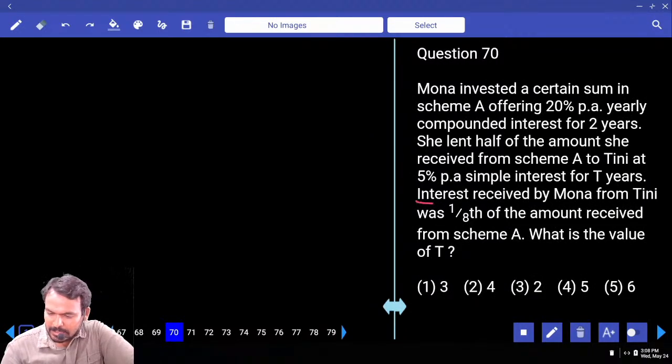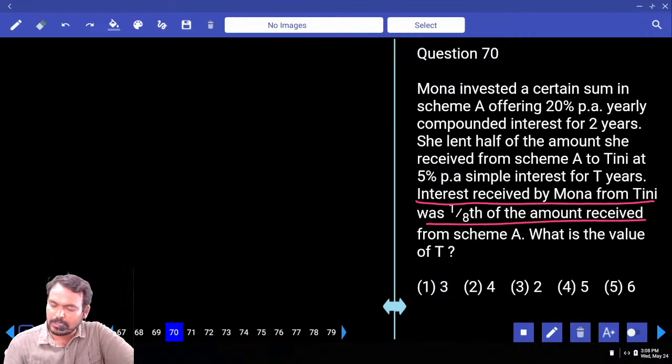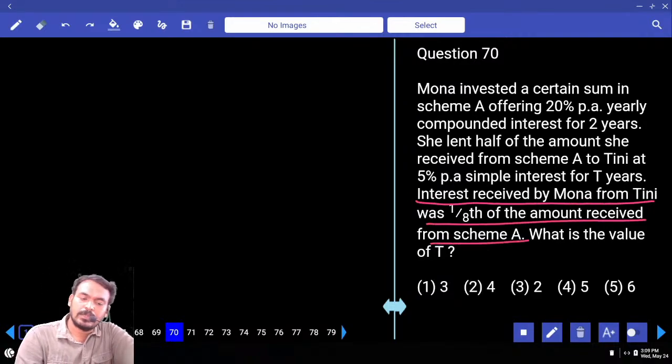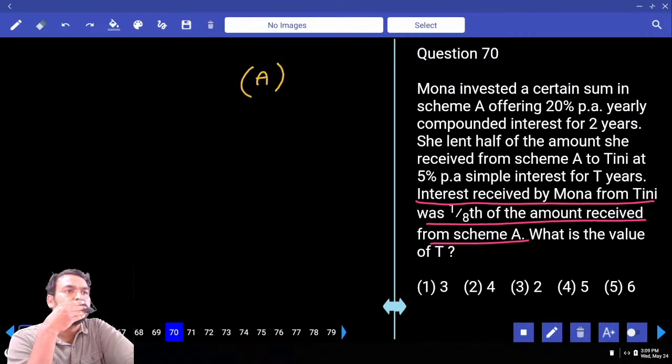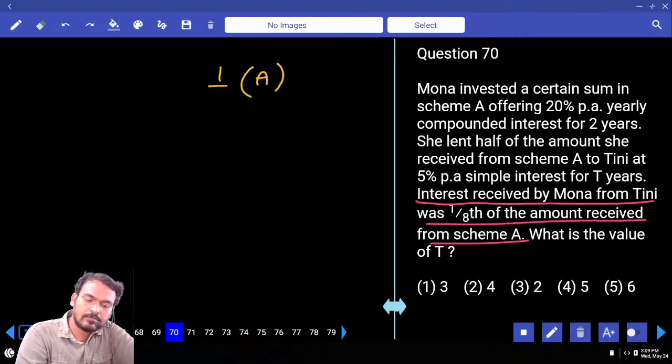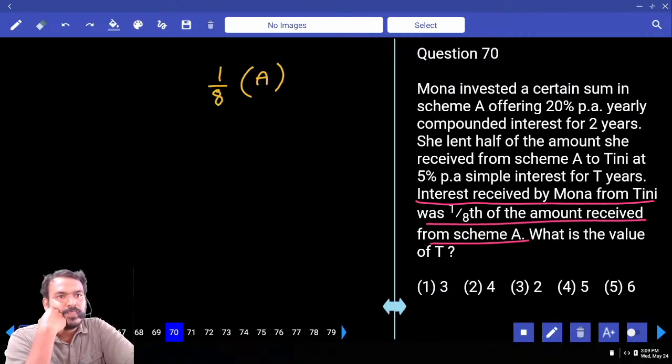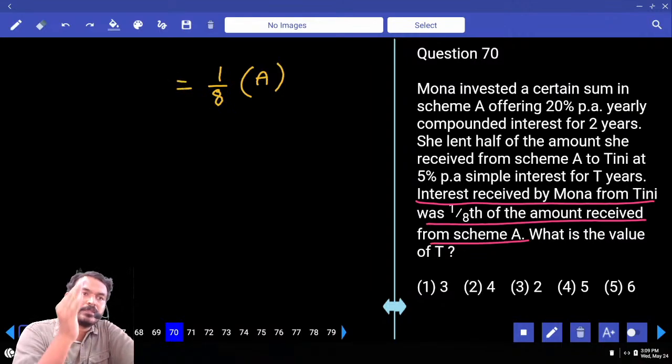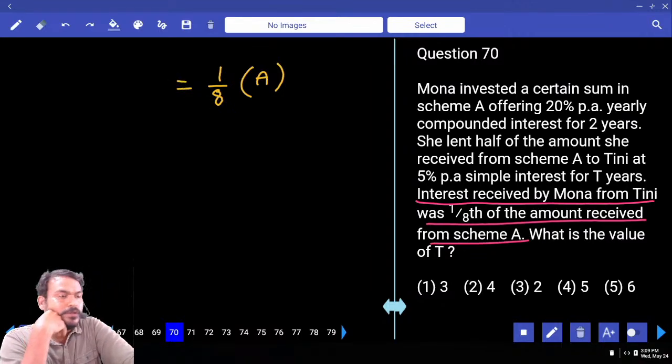What is the last line? Interest received by Mona from Tini was 1/8 of the amount received from scheme A. Suppose scheme A amount we consider as A, or not? Scheme A amount is A. In that, how much value? 1/8, or not? That 1/8 is the interest received by Mona, or not? Yes or no?